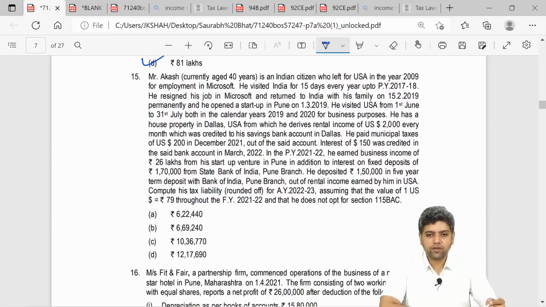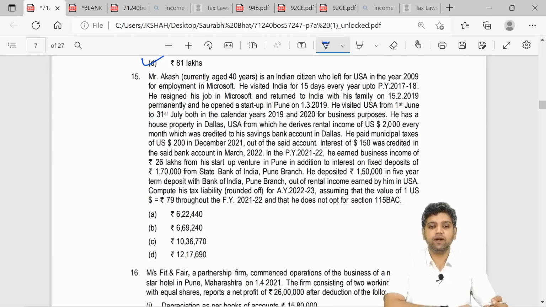He visited USA from 1st June to 31st July both in calendar years 2019 and 2020 for his business purposes. He has a house property in Dallas, USA, from which he derives rental income of $2,000 every month, which was credited to his savings bank account in Dallas. He paid municipal taxes of $200 in December 2021 out of the said account. Interest of $150 was credited in the said bank account in March 2022.